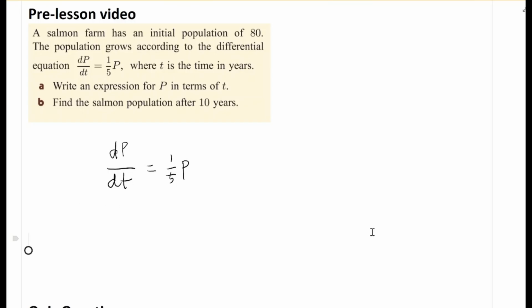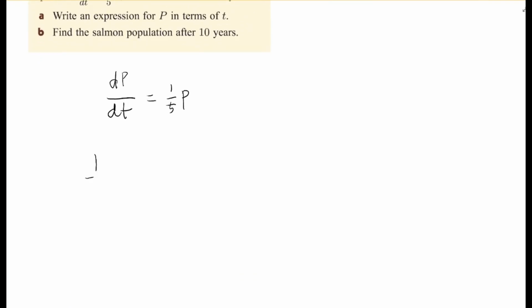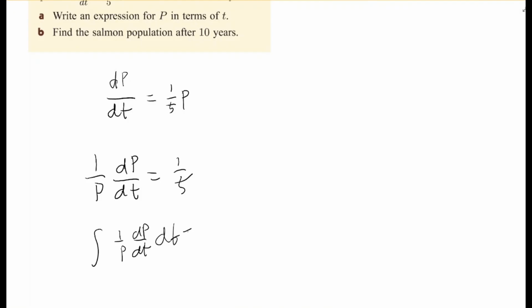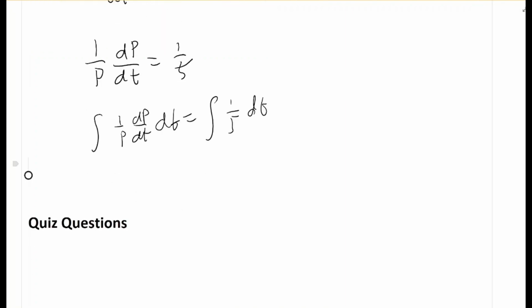So we can divide by p to solve this. It's almost just like a separable differential equation. 1 over p times p'(t) equals a fifth. And then we need to integrate both sides. The integral of 1 over p times p'(t) dt equals the integral of 1/5 dt. Just like that. And then we can just integrate it as per normal.